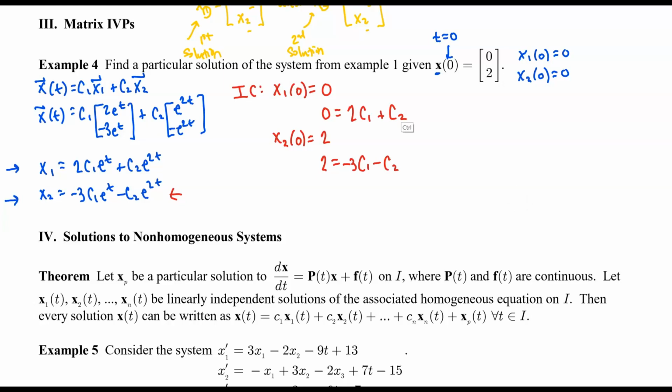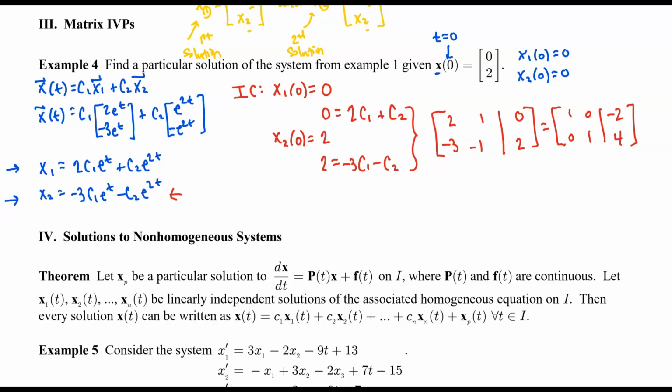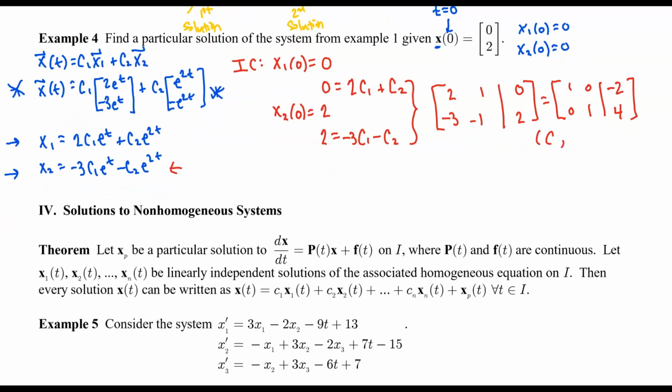So together here we have an algebraic system that I need to solve for c sub 1 and c sub 2. You can solve that by substitution, you can solve that by elimination, or you can even put those in a matrix and let your calculator do the work for you to reduce the matrix. If you plug it into your calculator and reduce the matrix, you will end up with negative 2 and 4 as the solution. So c sub 1 and c sub 2 are equal to negative 2 and 4.